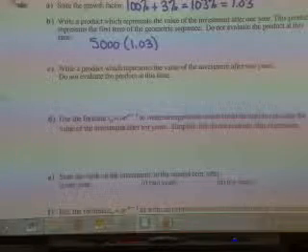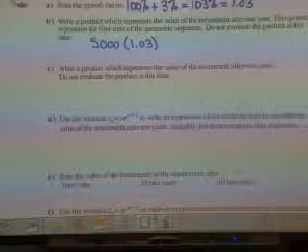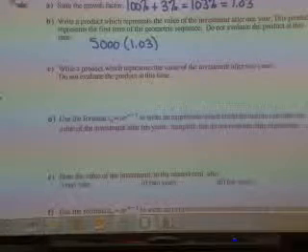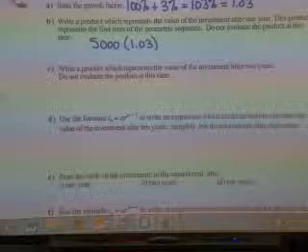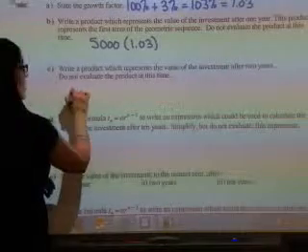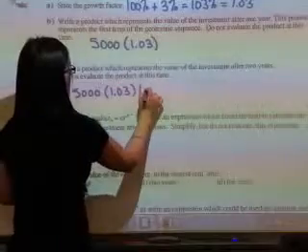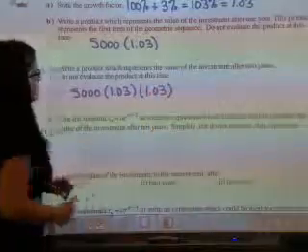What would I do at the end of the second year? How would I find the value of the investment after the second year? Yeah, I would just multiply by 1.03 again. Remember, it says do not evaluate.